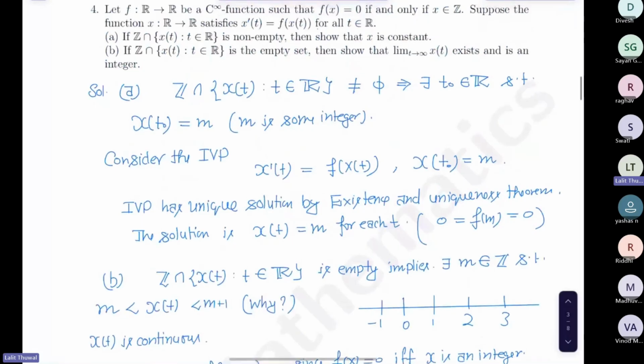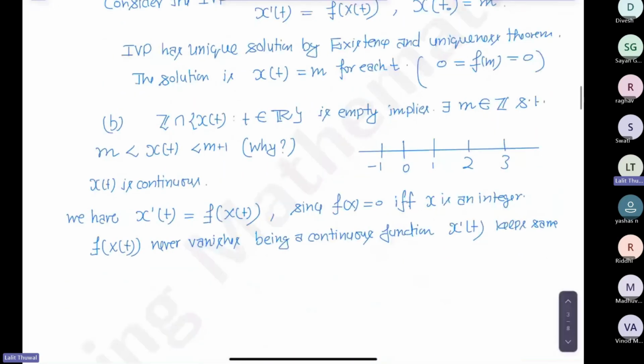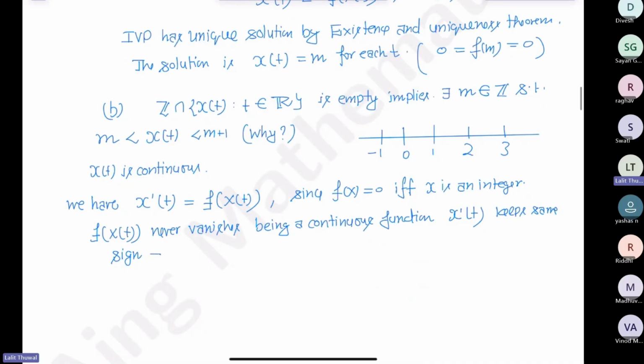First of all, I have to show the limit exists. Then I will show that it is an integer. So it keeps the same sign. This means x is monotone, right? It does not matter which sign it has. So it is either greater than 0 or less than 0. To see that it is a monotone function, we just need that it has the same sign when t varies over R.